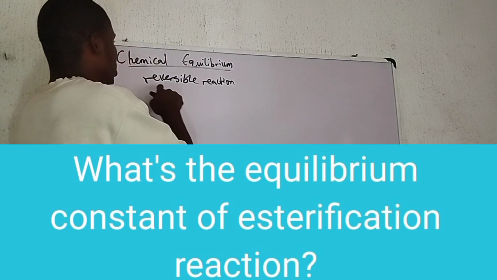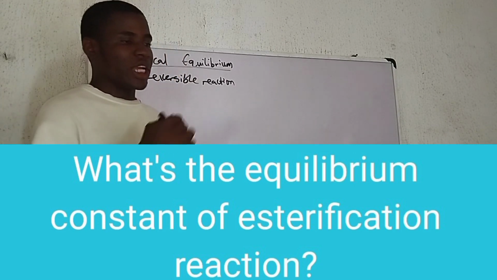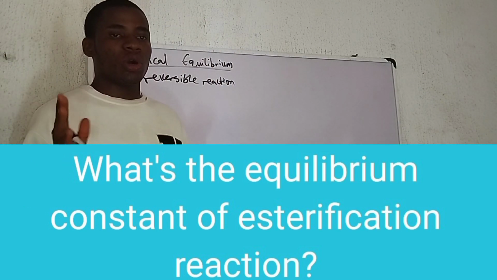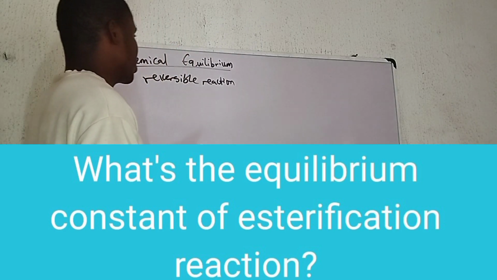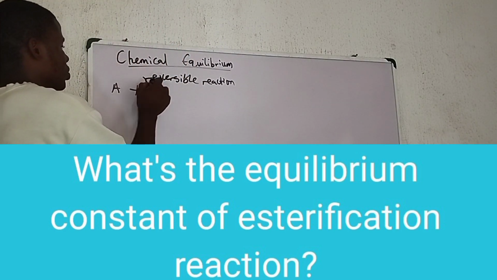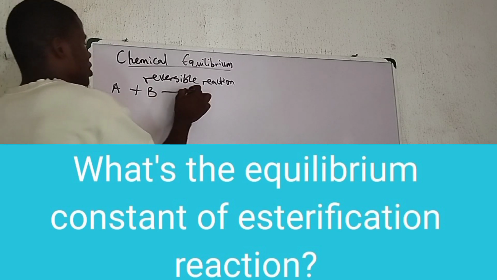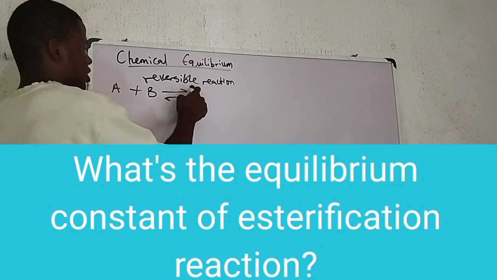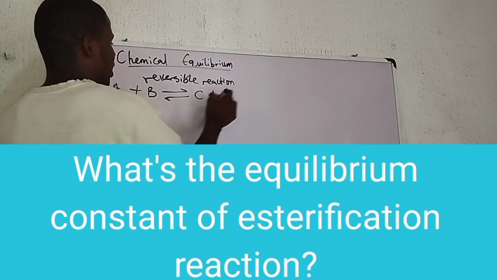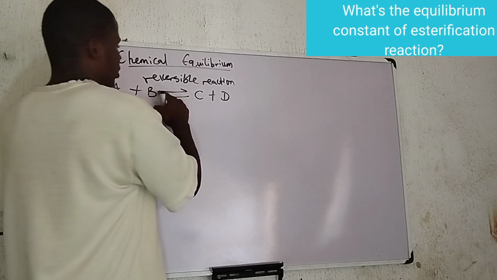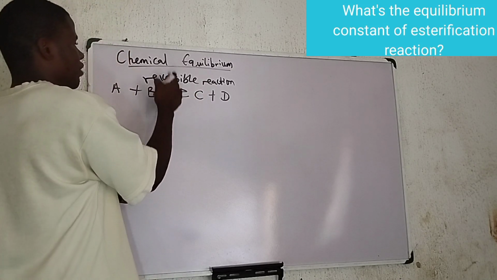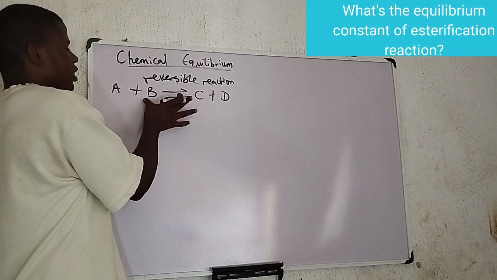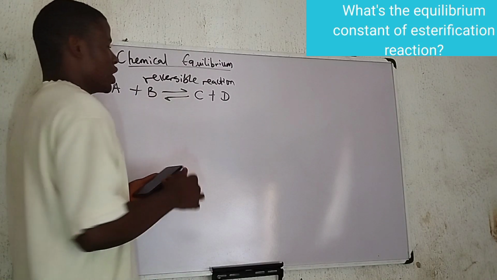A reaction is reversible if it can occur in the forward process, and it can equally occur in the backward process. For instance, if I have A reacting with B, and this is the symbol used to denote that the reaction is reversible, they will give C and D. Whenever you see this, the forward and backward reaction, it means a reversible reaction.